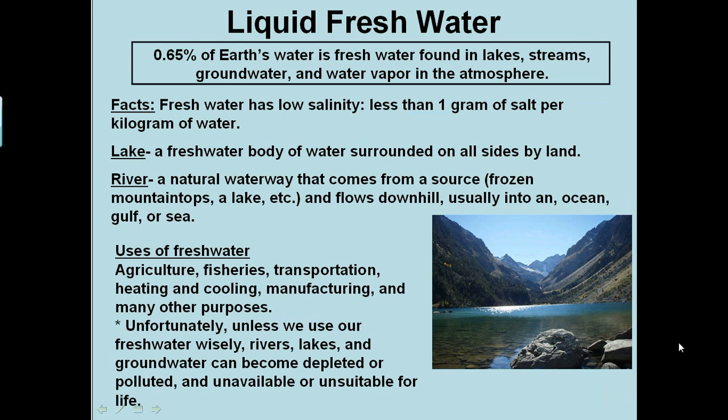The water that we can access and the water that we do use is liquid fresh water. On Earth, 0.65% of Earth's fresh water is found in lakes, streams, groundwater, and water vapor in the atmosphere. So this is less than 1% of all water on Earth that is fresh water we can use, and this fresh water is located on the land in lakes, streams, groundwater, or in the atmosphere.